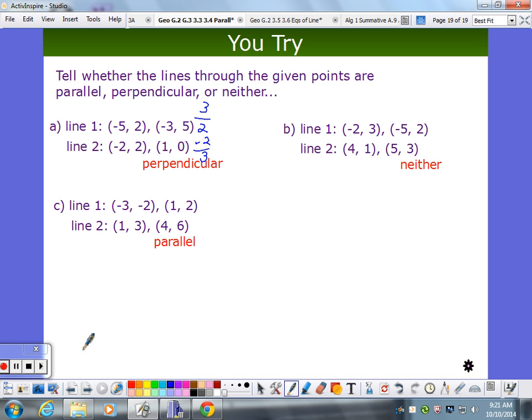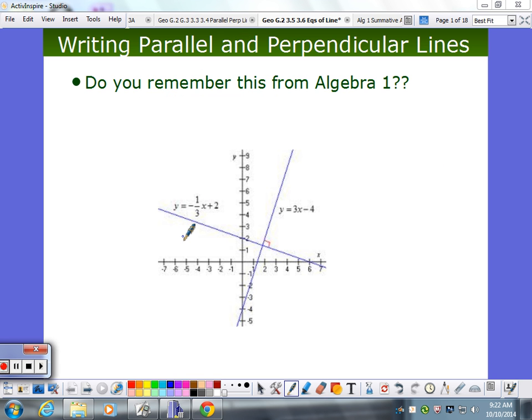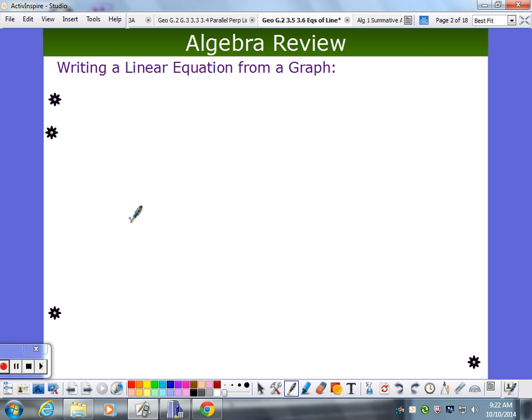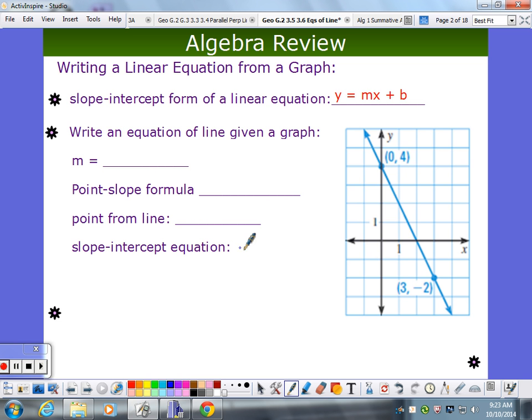Now, I gave you notes for the second part. Actually, this is more review from Algebra 1. And writing equations of lines. So we did this last year. So let's see how we do this. Let's review. Writing a linear equation from a graph. So what is the slope-intercept form of a linear equation? Slope-intercept form, Joseph. Y equals mx plus b, where y and x, we know what that is. What is m? Slope, and what's b? The y-intercept, right? So we put it in that form.